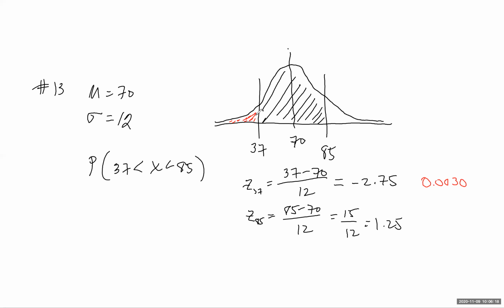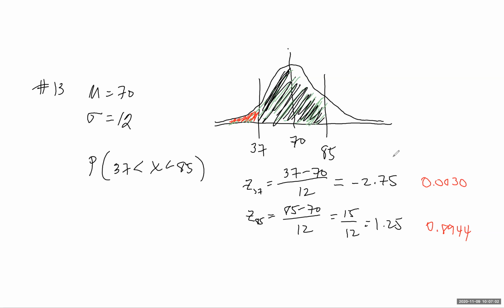And 1.25, looking that one up, 1.2, 0.05, 0.8944. That is the area to the left of 85. So that is this entire area here, including this red part. So to find that black area, we take this green area and we subtract this red area, and that leaves us with the between.